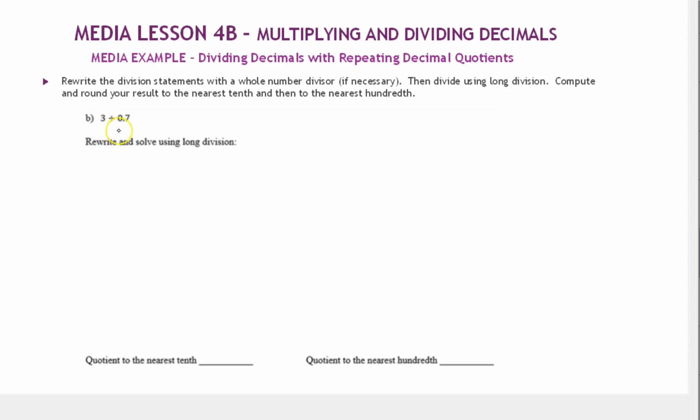So notice, again, we're using the same digits, and again, it's so we can look at patterns. We have 3 divided by 0.7. Okay, so again, we want to make the divisor, the second number, a whole number before we use long division. So I'm going to rewrite this a little bit bigger. Leave a little space. 3 divided by 0.7. Well, to make the divisor a whole number, I'd have to move it one place. So I also have to move the dividend one place. So this is equivalent to 30 divided by 7.